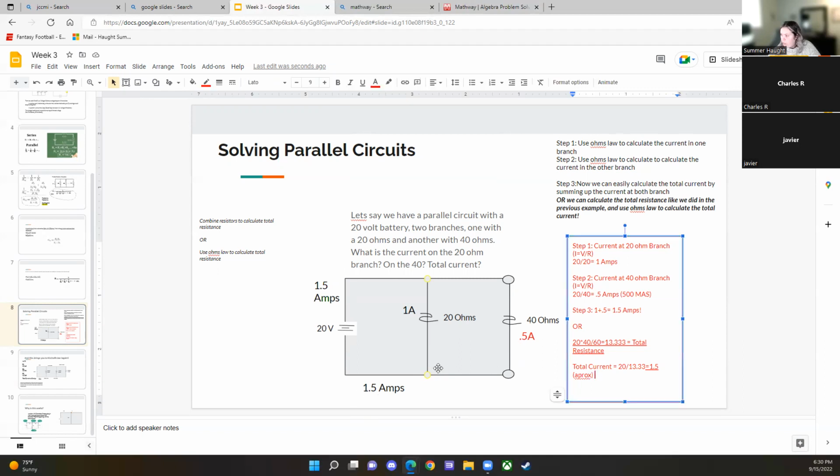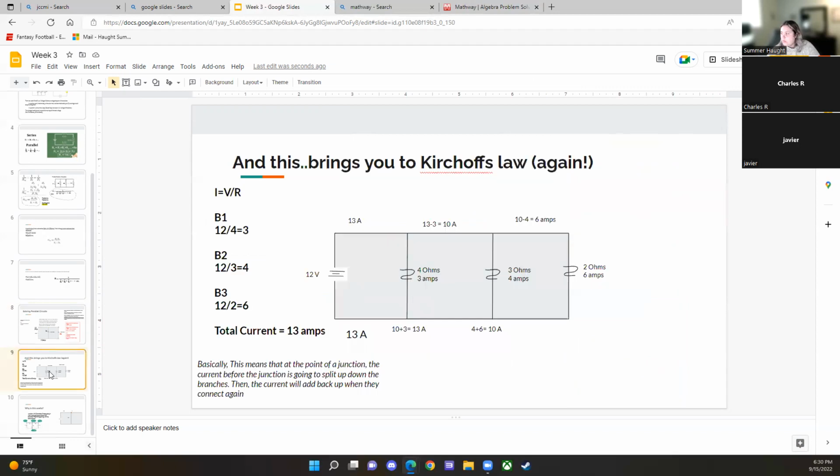And again, you could solve that by looking at it, but you could also solve it by actually doing the calculations. So basically the main idea here is that at these junctions, our current splits. When they come back together, they add up. And they don't always split evenly. Okay, so this example looks pretty intimidating, but we're just going to walk through it.